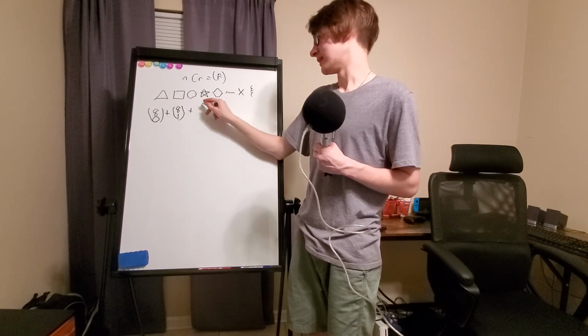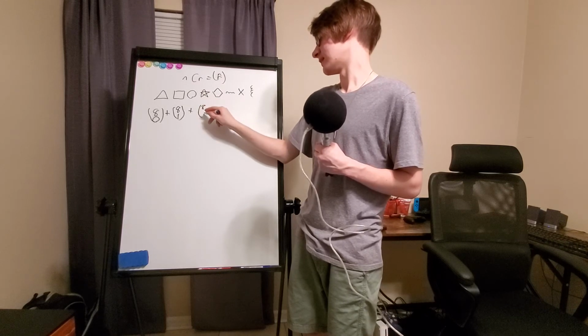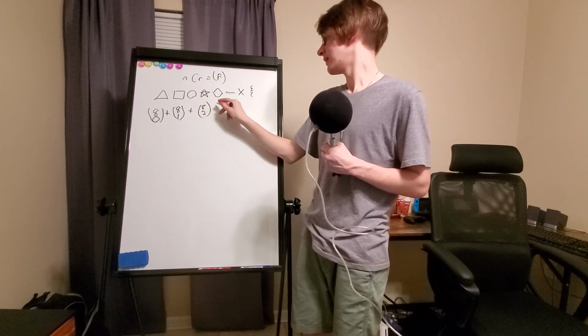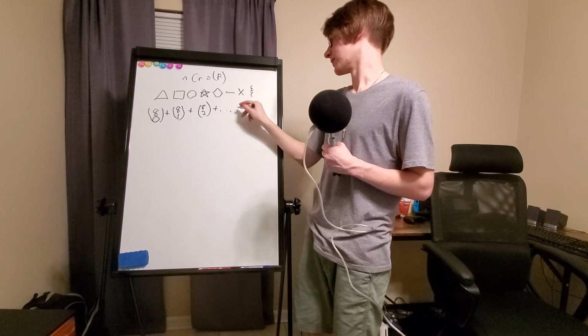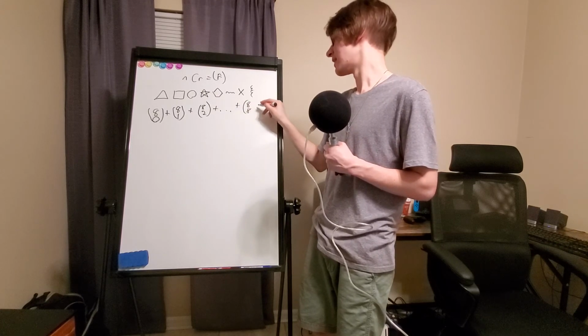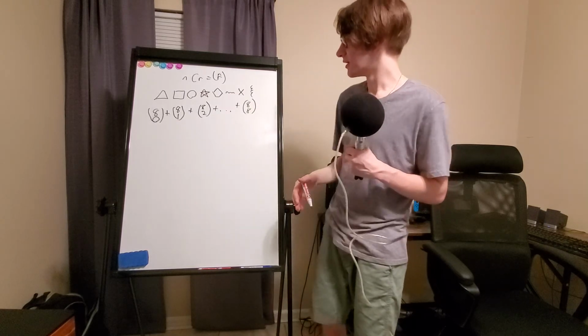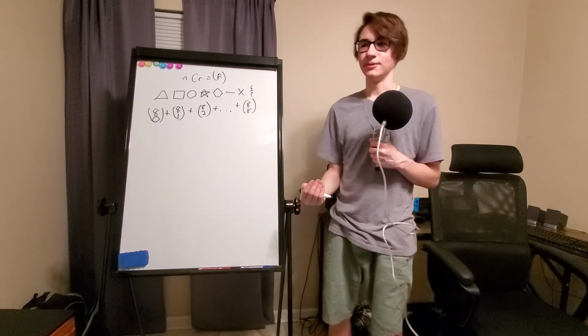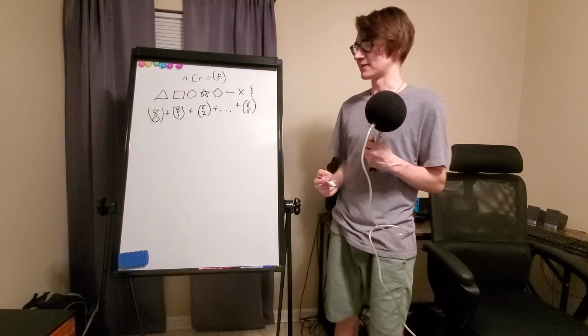And then we add the number of ways to select 2 objects. And so on and so forth, until we get all the way up to the number of ways there are to choose 8 objects from the pool of 8, which naturally we know is just 1. You just select all of them.